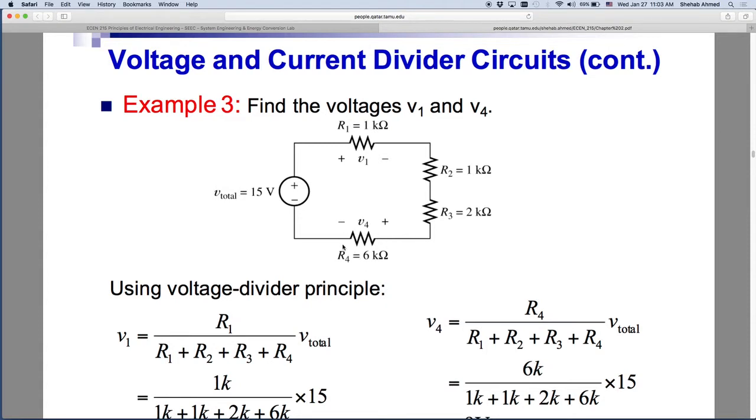It takes more time. Versus if you do the voltage divider rule, what is V4? V4 is equal to 15 volts multiplied by 6 kilo ohms divided by the sum of the 4 resistors, right? It's a lot faster.